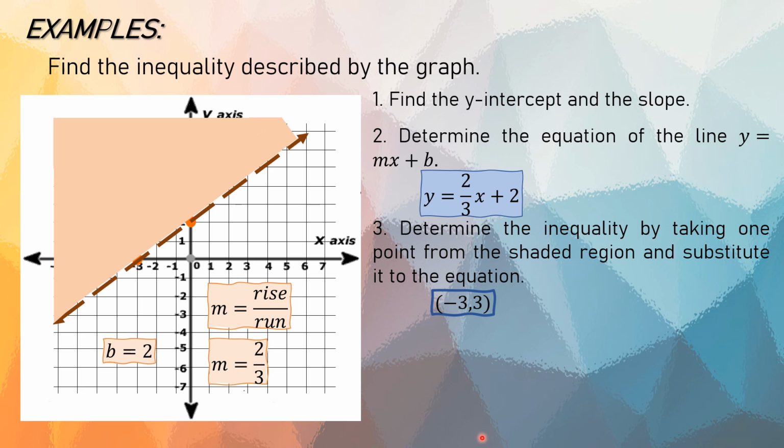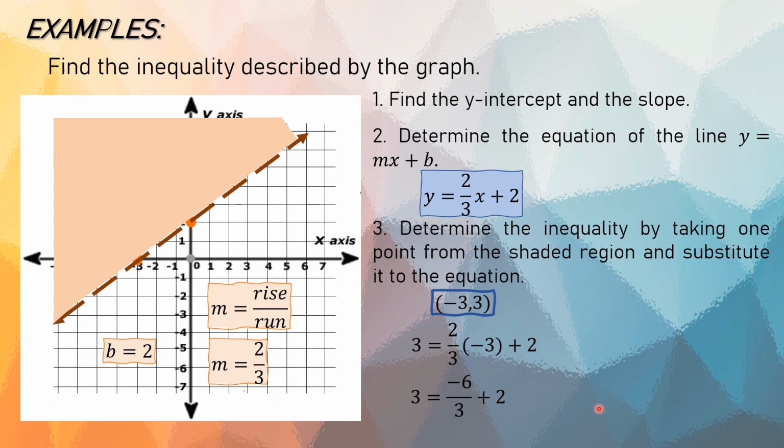Okay, so let us now substitute the two intercepts on our equation. Kaya magiging 3 equals 2/3 times negative 3 plus 2. The value of y-intercept is 3. Pinalitan yung y. And then ang x naman ay pinalitan ng x-intercept which is negative 3. Okay, when we are multiplying a fraction and a whole number, imumultiply lang natin ang whole number dun sa numerator, kaya magiging negative 6 over 3.